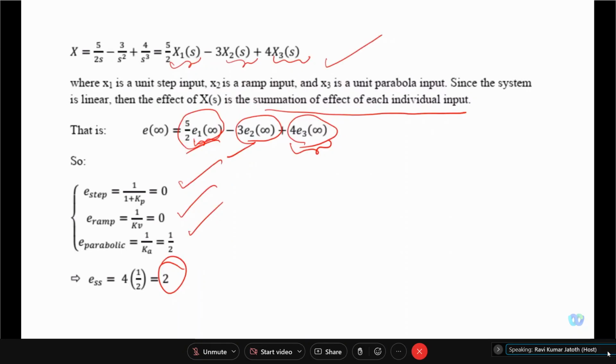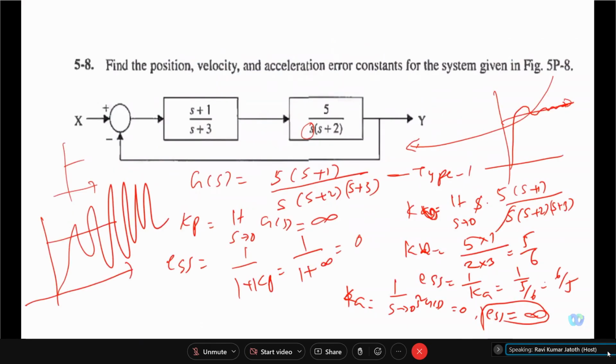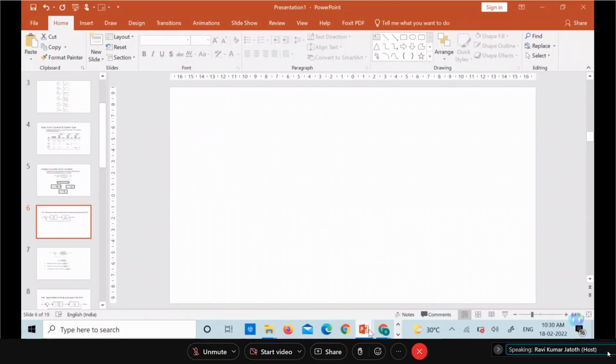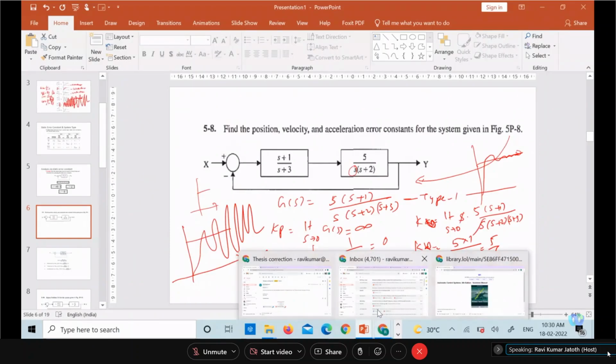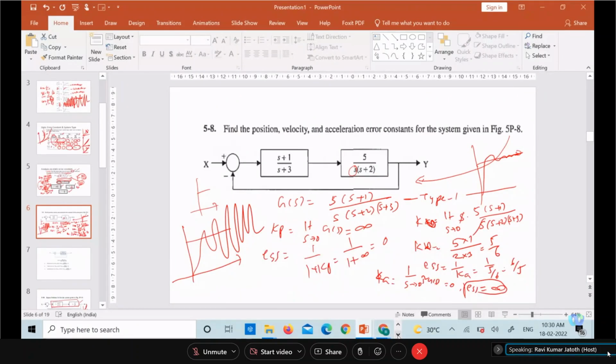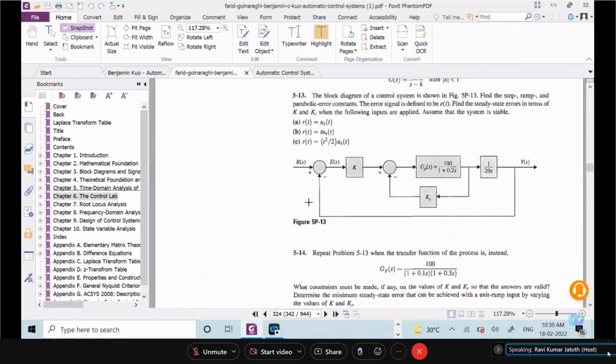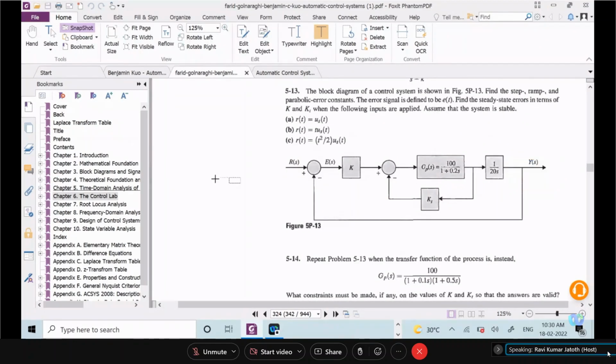You can try similar problems by considering the second unit. So you can solve the problems. You have n number of problems, 5-13: the block diagram of a control system is shown. I can ask any question in the book or out of the book.